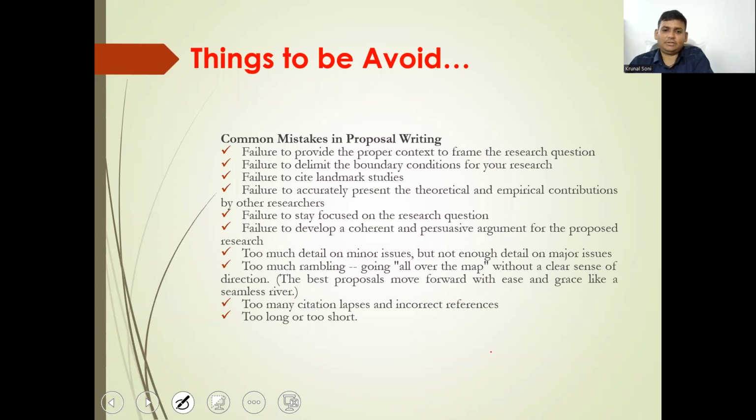Too much rambling without a clear sense of direction, right? It means we are not clear about what we are going to do, right? So this is what it's called. We are not aware of the path that we are going to take and what we are going to achieve. So that is what is called too much rambling, right?